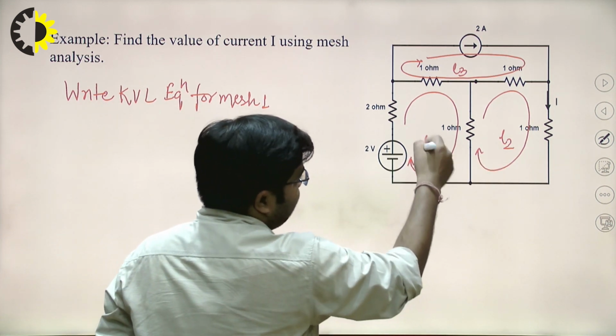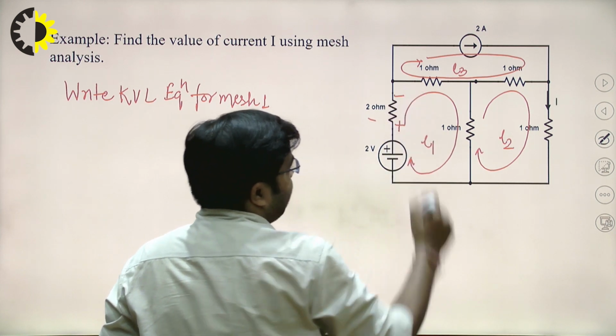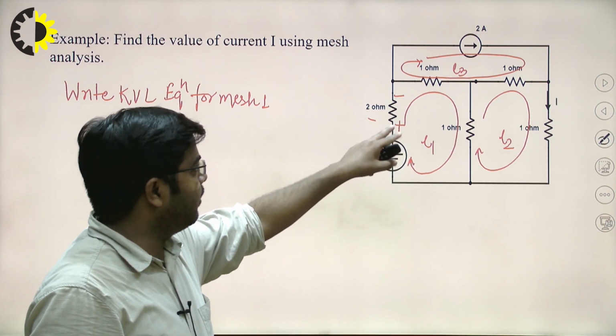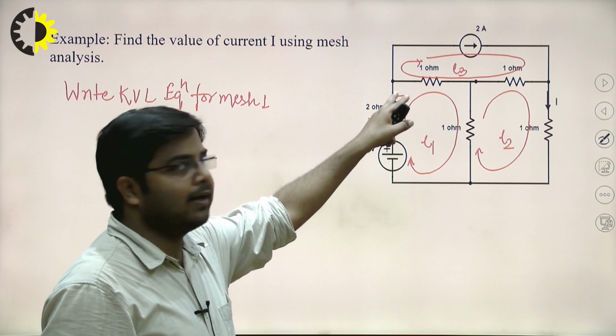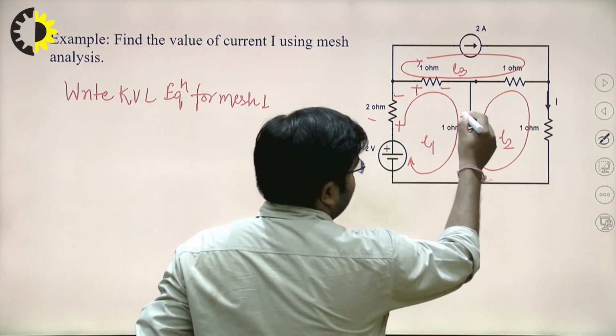So this I1 current is flowing through this 2 ohm resistance. So positive sign will be here and negative sign will be here, because this current I1 is entering at this point, then leaving this resistance at this point. Okay, similarly you can put the plus minus here and plus minus here.